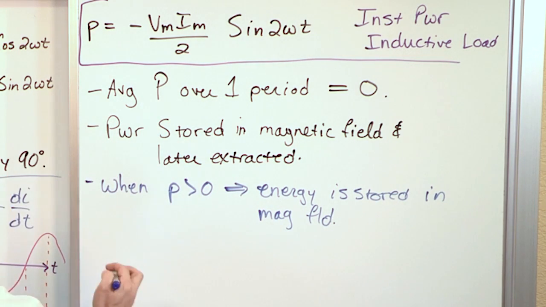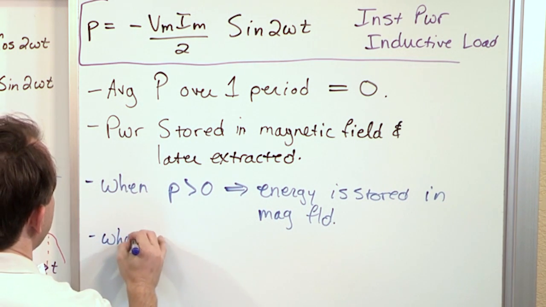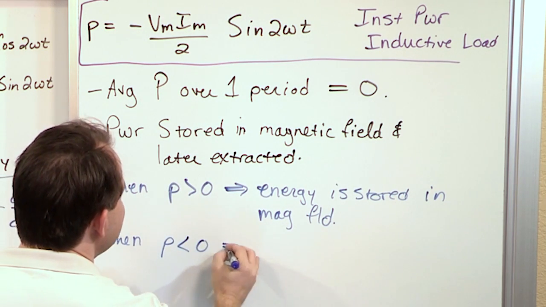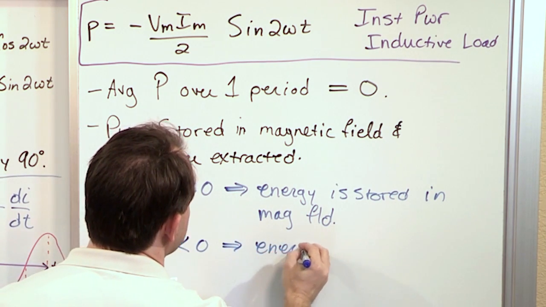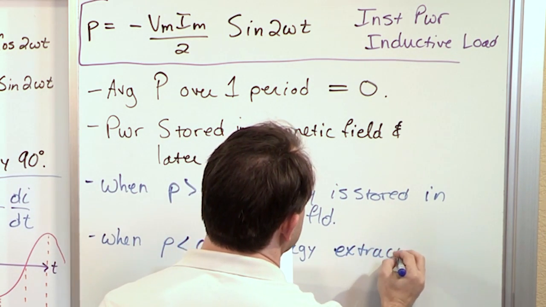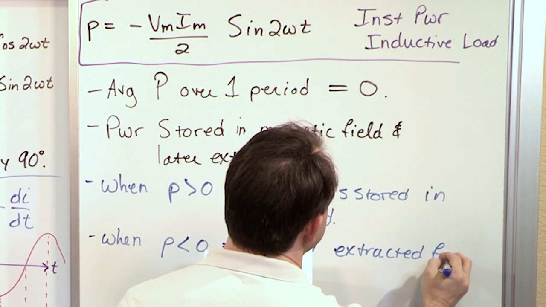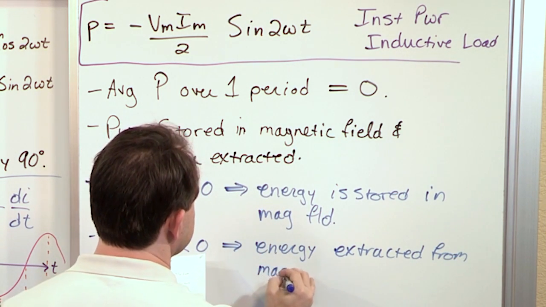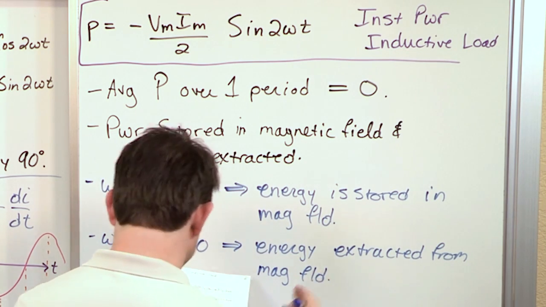When does it come out? It comes out when, during part of the cycle, P that we calculate here is less than zero. So when it's negative, the energy is extracted from the magnetic field, or from the inductor, however you want to say it.